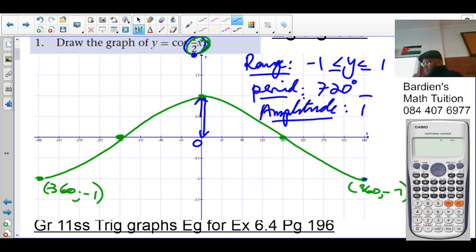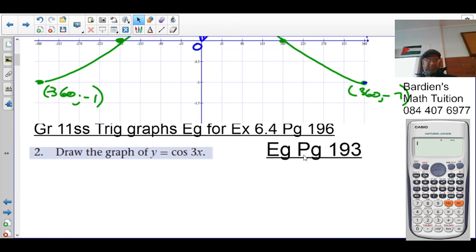Okay. See what else would they ask with regards to these graphs? Domain, range, period, amplitude. Okay. So that was the first graph. Let's look at the next graph.